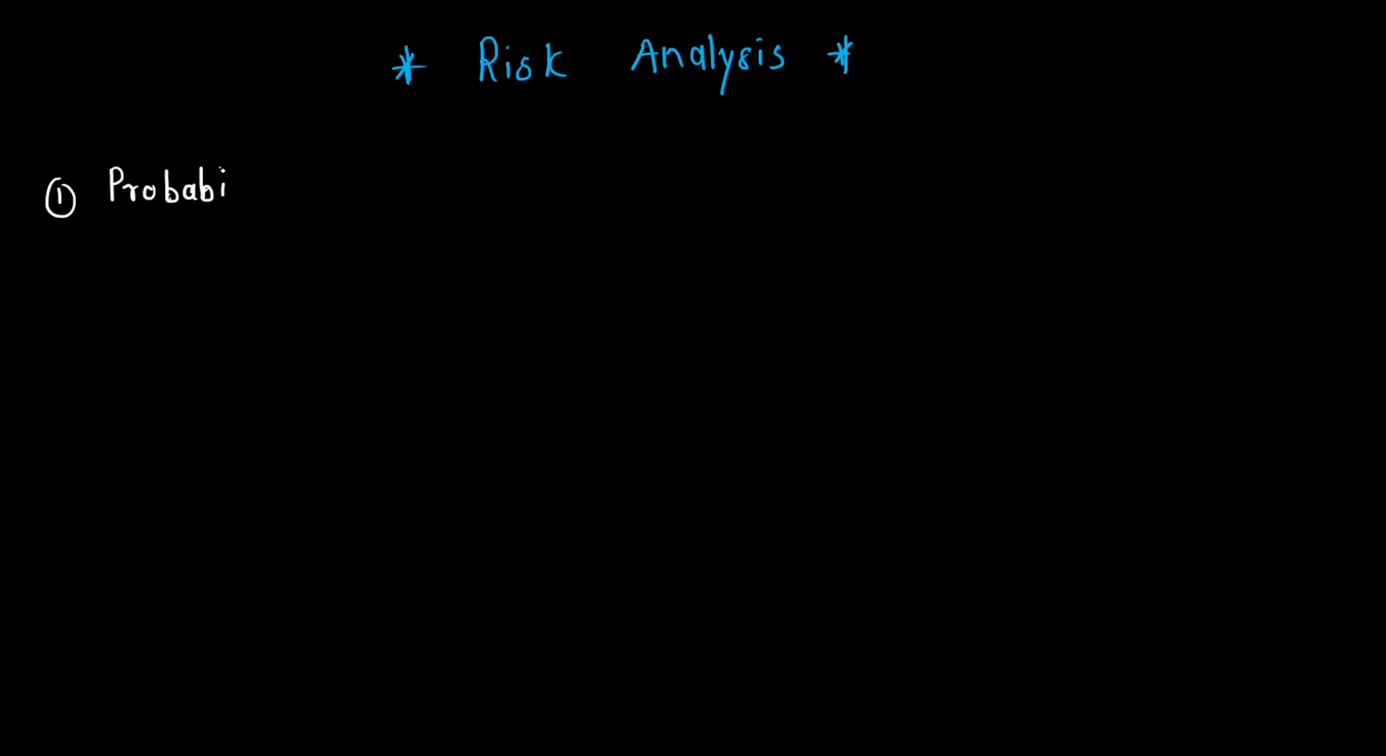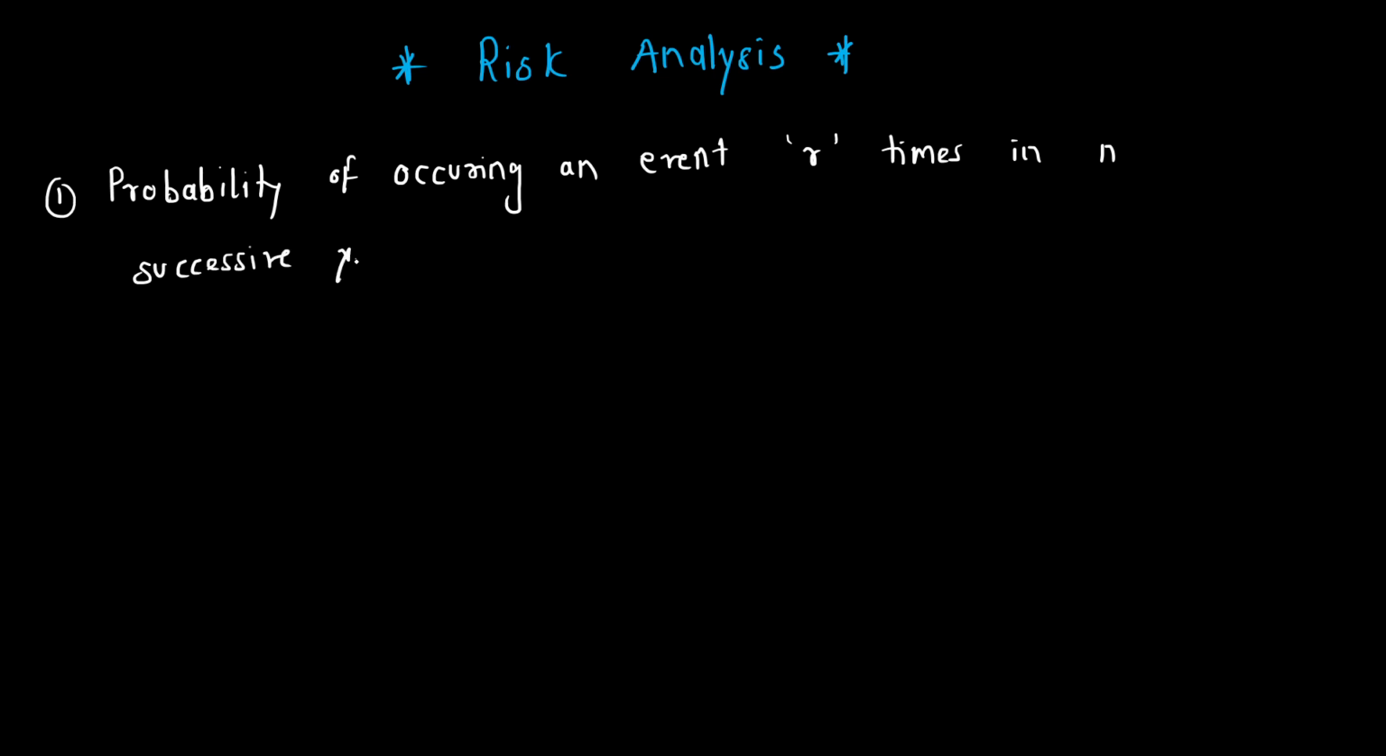Now we will start the next one, that is risk analysis. In the risk analysis, we have to only see the formulas here. So one by one we'll write down the formulas. The first formula that you should know is the probability of an event occurring r times in n successive years. So in the coming n years, what is the probability that the event will be occurring r times?